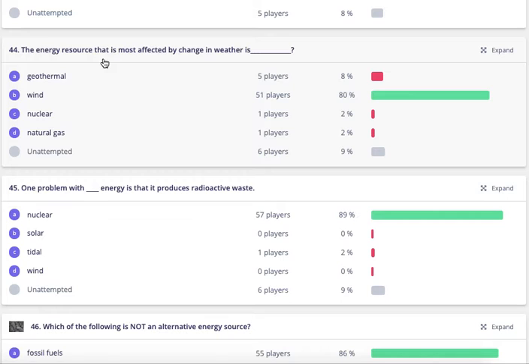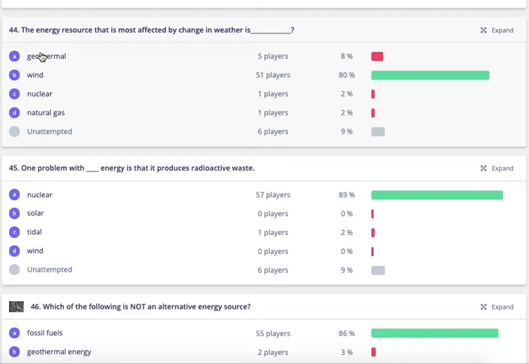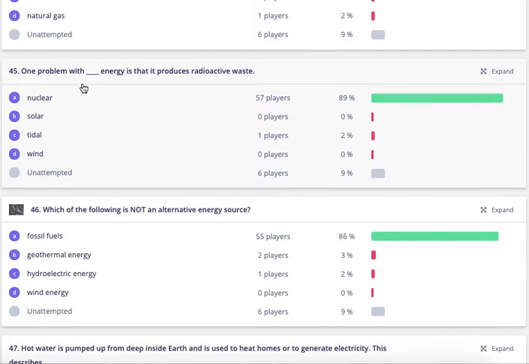The energy resource that is most affected by changes in the weather: wind. If there's no wind, you're not going to have any energy. If there's too much wind, you have to turn the windmills off anyway, otherwise they'll break. Geothermal, not a lot of weather effects under the ground. One problem with blank energy is that it produces radioactive waste. Radioactive, nuclear.